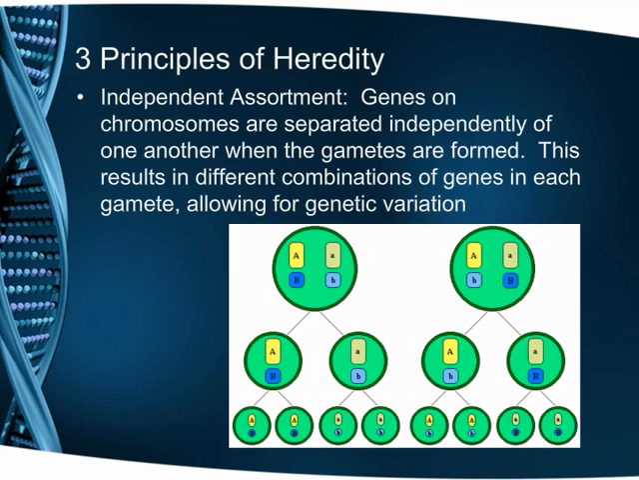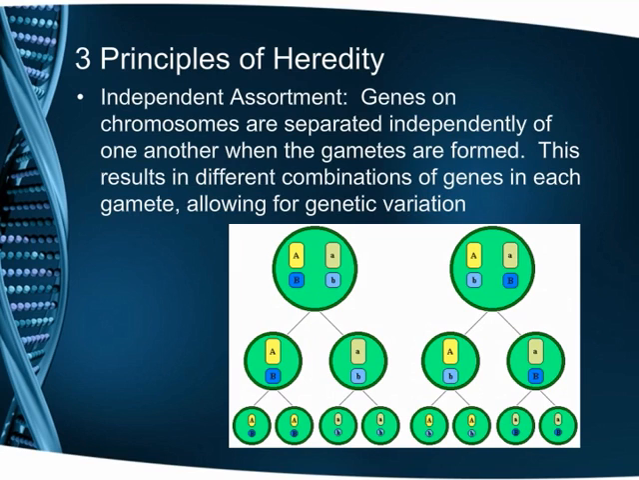Genes on chromosomes are separated independently of one another when the gametes are formed. This results in different combinations of genes in each gamete, allowing for genetic variation. So once again, this can be difficult to understand, so look very carefully at the diagram shown.